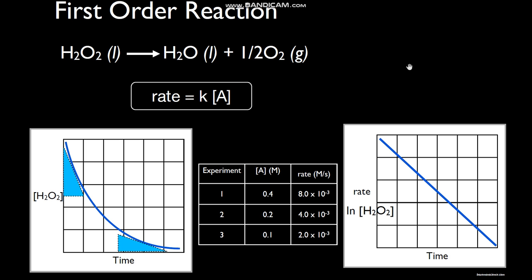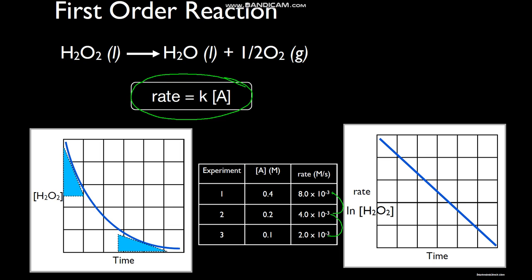So if we are looking at a first order reaction, we know that the rate is going to be K times the concentration. We know here that every time we double the concentration, we are going to double our rate.